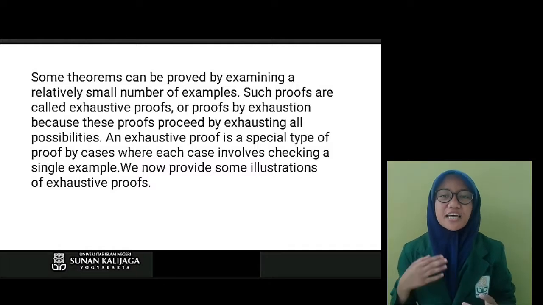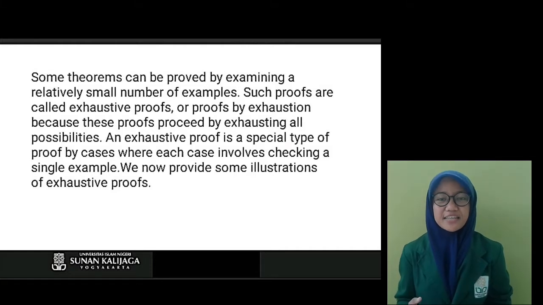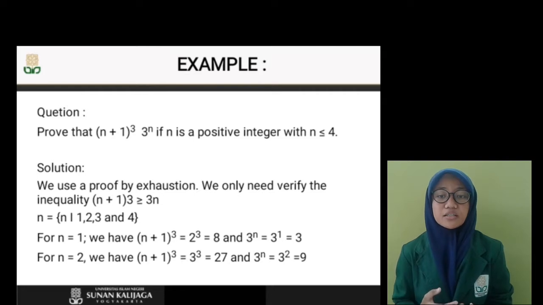Next, exhaustive proof. Some theorems can be proved by examining a relatively small number of examples. Such proofs are called exhaustive proofs or proofs by exhaustion because this proof proceeds by exhausting all possibilities. An exhaustive proof is a special type of proof by cases where each case involves checking a single example. We now provide some illustrations of exhaustive proofs.